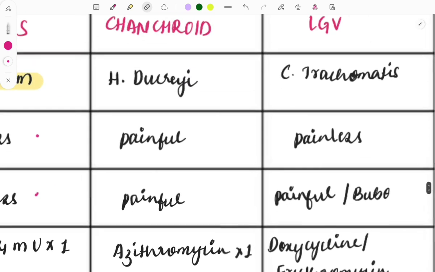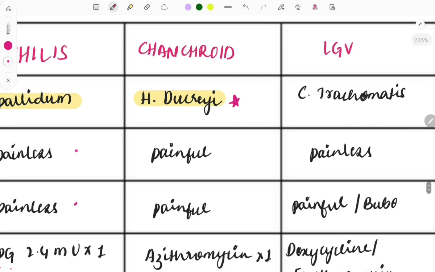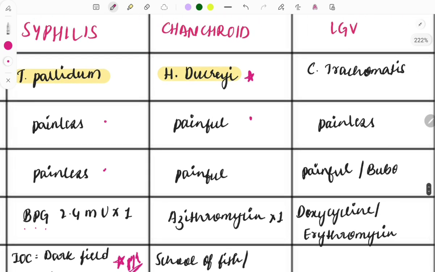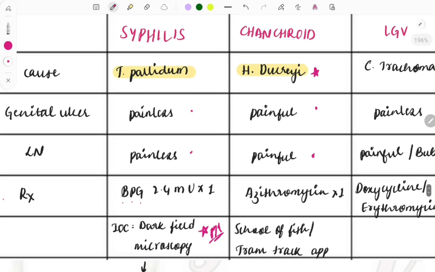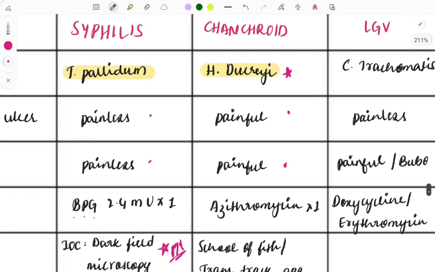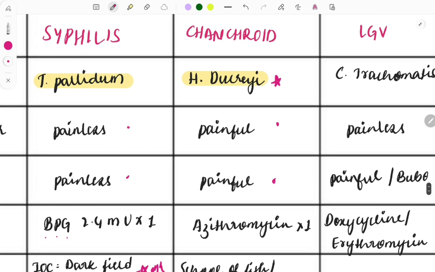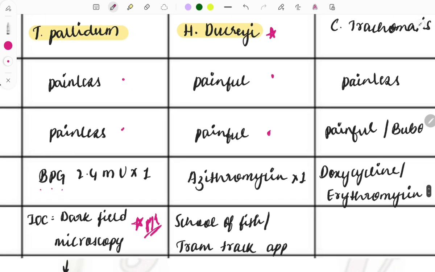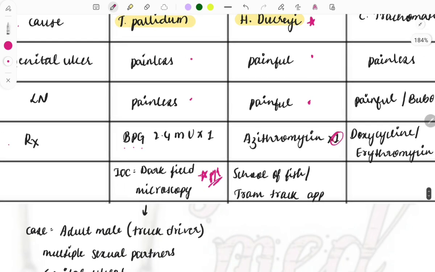Okay. Then about chancroid, the causative organism is Haemophilus ducreyi, and this is also a PYQ. Then the ulcers here, both will be painful. Okay, easy to remember. In syphilis, both are painless, just remember both will be painless. And in case of chancroid it will be painful, so both the genital and lymph node ulcers will be painful, and the treatment is azithromycin. We will be giving only a single dose of azithromycin.